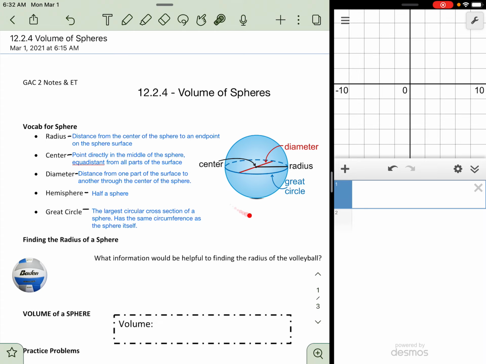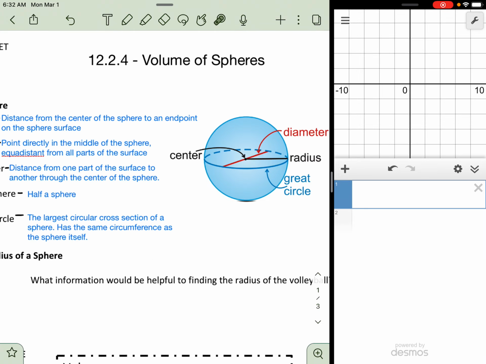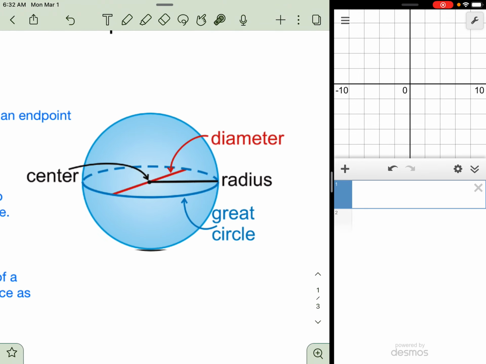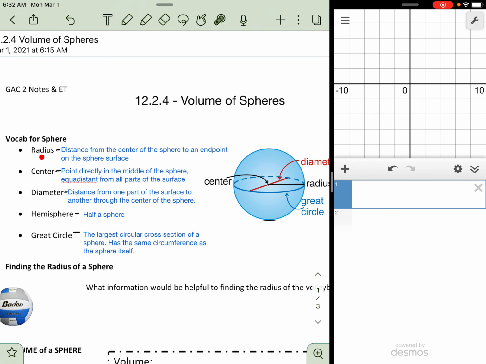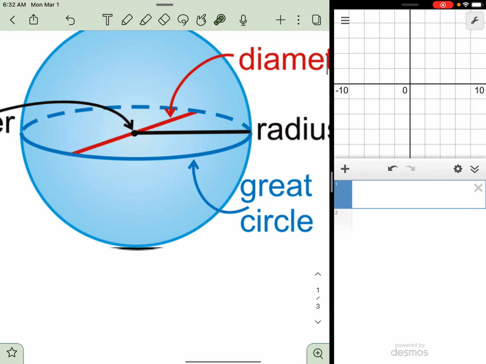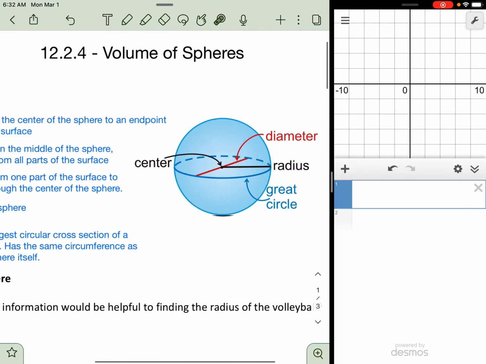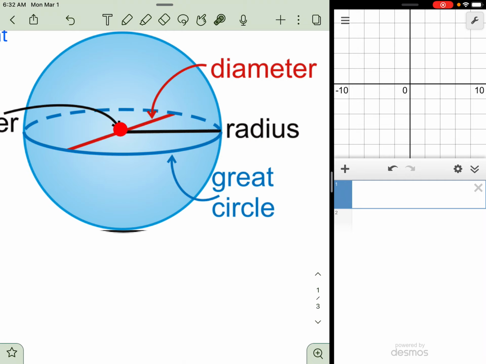I took a picture here off the internet that I thought was a really good representation of what all these things are. Okay, so the first one is a radius. You guys are familiar with the radius. It's the distance from the center of a sphere to an endpoint on the sphere's surface. Okay, so any point in the center, take it out to the sphere's surface. Okay, that's the radius, right? And diameter, of course, is the same thing, except it's double that length because it goes all the way from one side to the other.